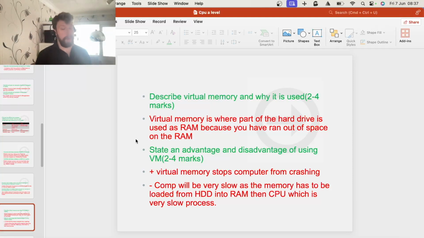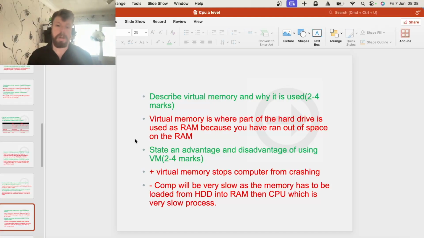So if you get a question like, name a job of the OS, you can go memory management, and say it creates pages, and the other one is segmentation. And it also does the virtual memory, which is when the RAM runs out of space, it uses part of the hard drive as RAM. What it does is it loads things from the hard drive into RAM so that it can be used by the CPU.